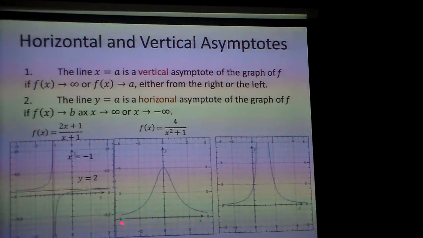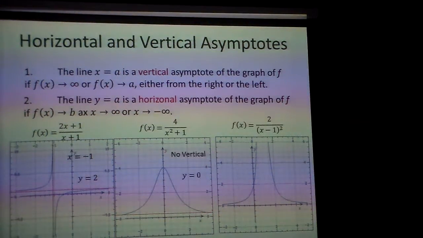Yet it does have a horizontal one right here, should be closer to 0, y equals 0. It had no vertical, and y equals 0 is the actual one. The red line should be down a hair. And this one here has the horizontal one right there, and has a vertical one at x equals 1. Right there, there's also a vertical asymptote right there.